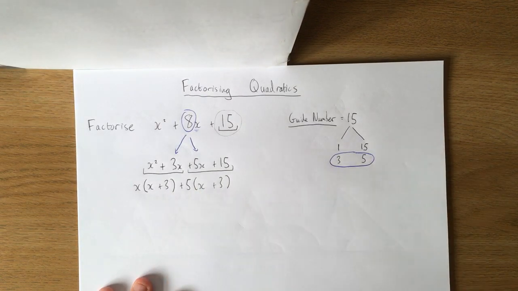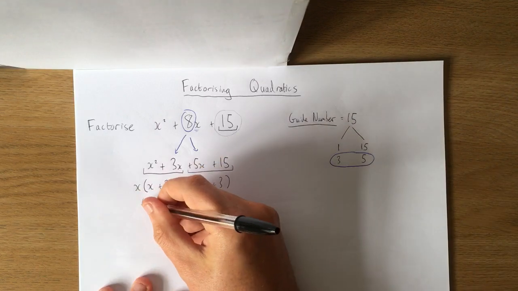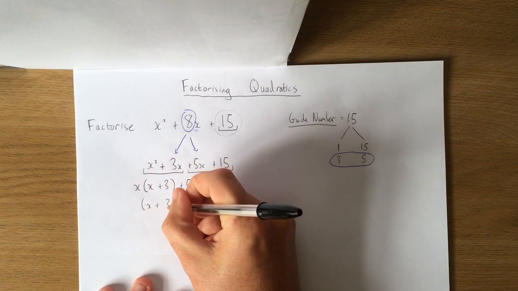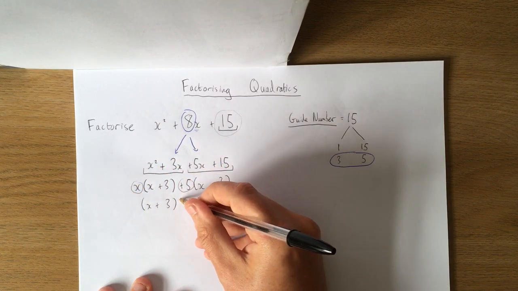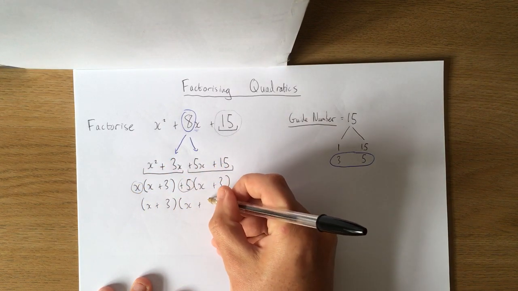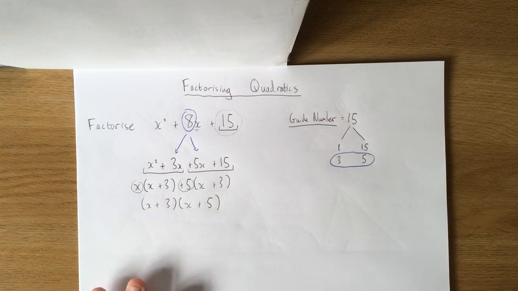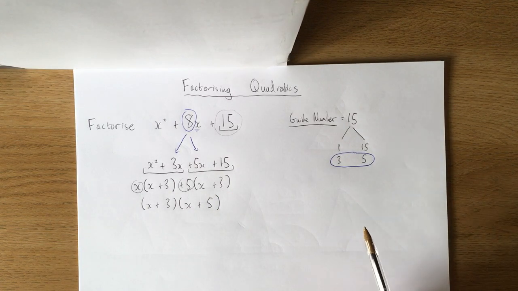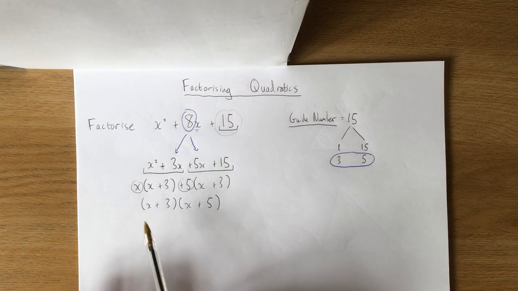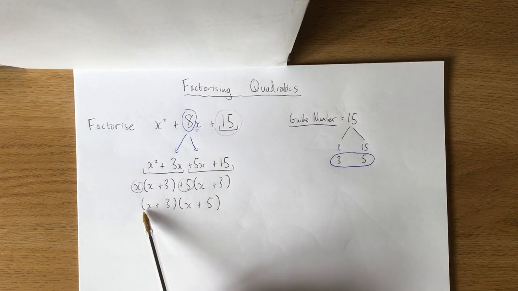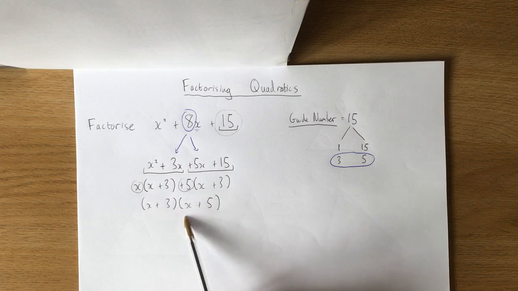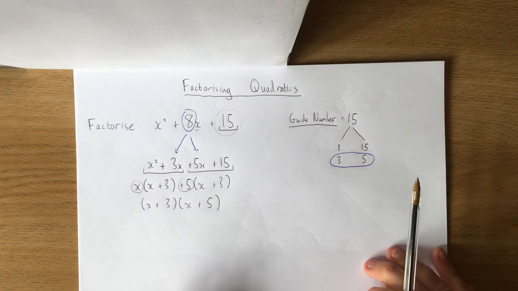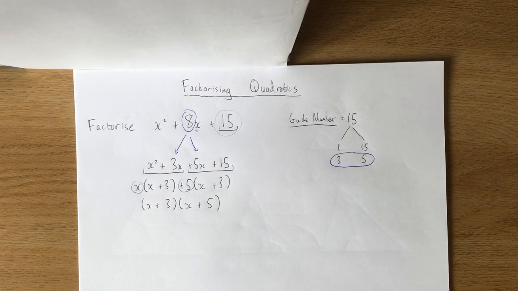Factorize out the x plus 3, which is common to both. And I'm left with x plus 5. So that goes in another bracket, and there's my answer. Whenever I factorize, my answer should be something multiplied by something. That's what I've got. I've got x plus 3 multiplied by x plus 5. If all I'm asked to do is factorize it, I'm done. I'm ready to move on to the next question.